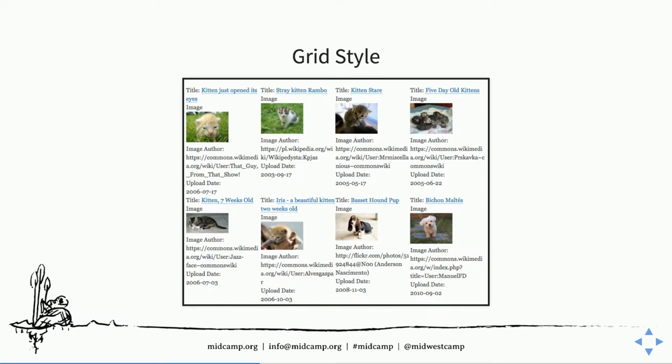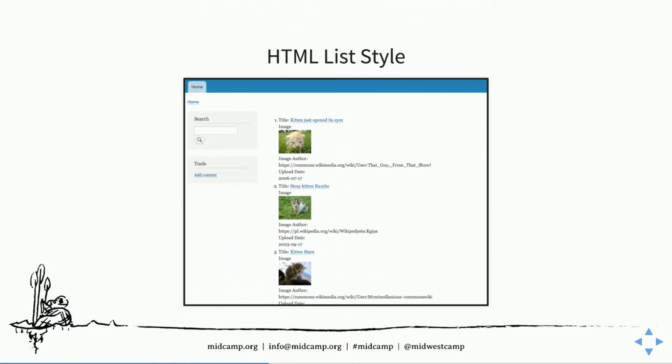So grid style displays in the grid. It allows you to define how many columns in the grid. Not completely formatted, but you can see it's a 4-column grid here, and then we keep running the rows down until we've exhausted the content. HTML list style, both ordered and unordered lists, basically just runs out the content that we display in the fields in such lists.